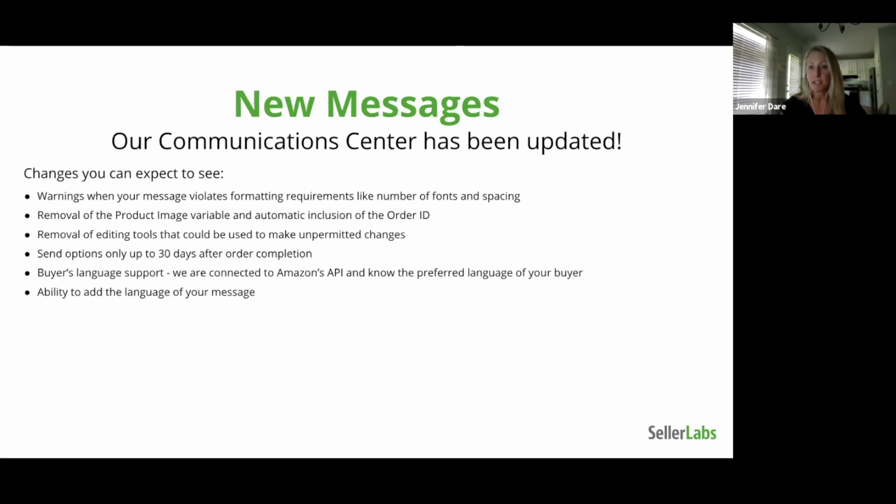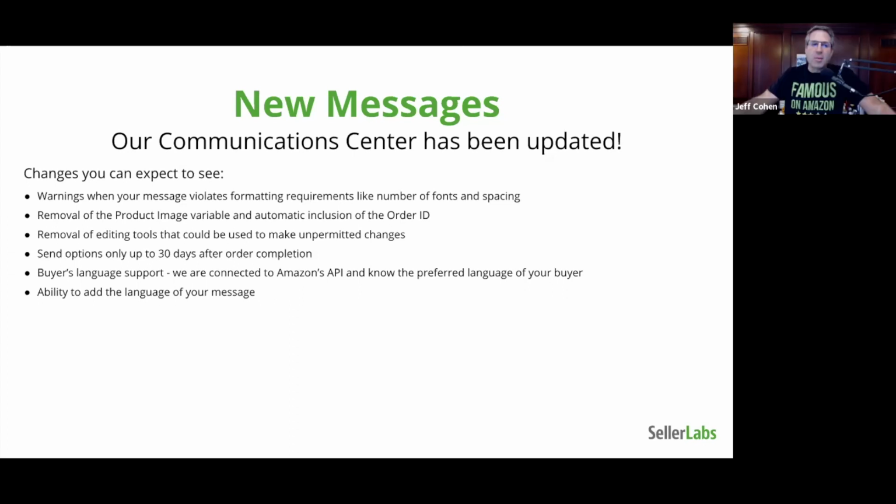We've connected to Amazon's API, so we know the preferred language of every buyer if they've identified it in Amazon. Otherwise, it's the default language for the marketplace. When you create messages, you're going to be able to add the language, so you can say, this message is Spanish. It will be noted in our database so that when we get an order in and we see the buyer's preference, we can send the appropriate message based on that. We're going to talk a little bit more about buyer language messaging here in a second, because we've also done some additional technology to help you when you don't have the language of choice.